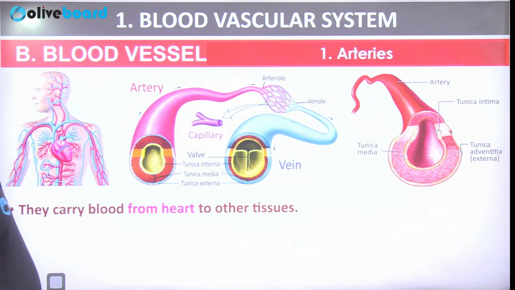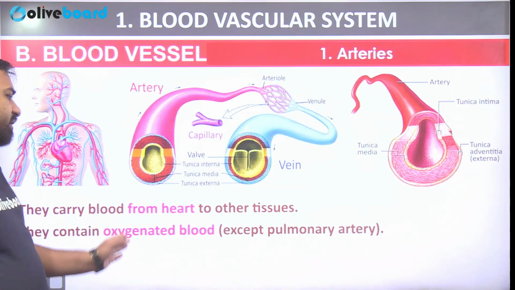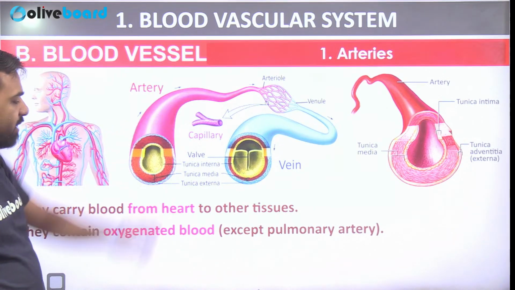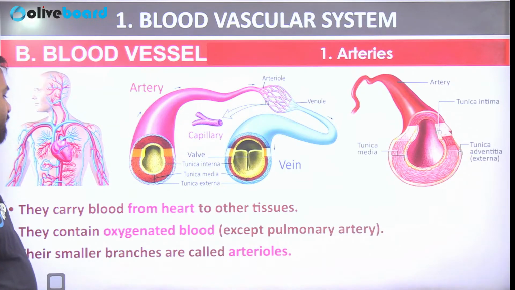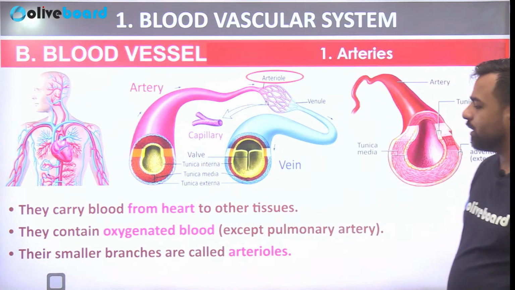Okay. So they carry the blood from the heart to other tissues. They contain oxygenated blood, except the pulmonary arteries. So we are talking about this blood vessel, especially the arteries, and their smaller branches are called arterioles. Fine.